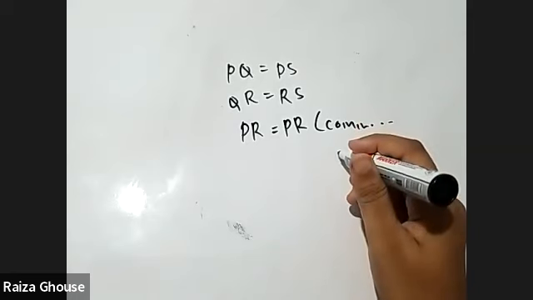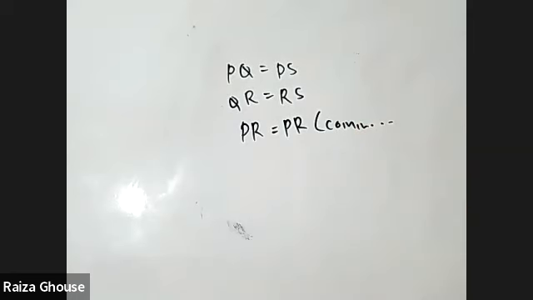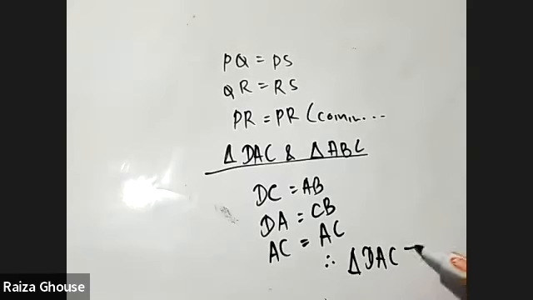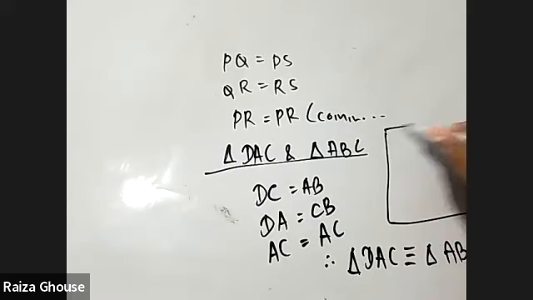Right, Roman number seven, Twisca, are they congruent? DAC triangle. Yes, teacher. What are the data you wrote? DC equal to AB. DA equal to CB. Okay, AC equal to AC, common side. Triangle DAC is congruent to triangle ABC. What are the corresponding elements you wrote?